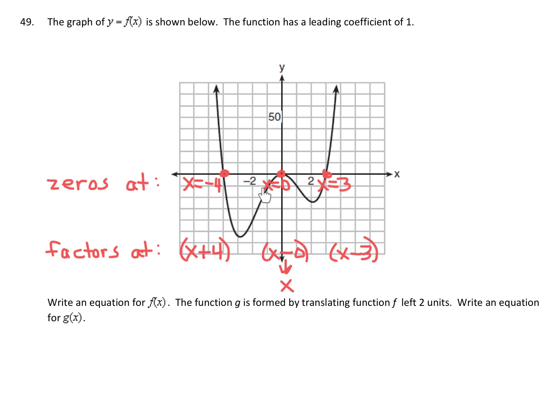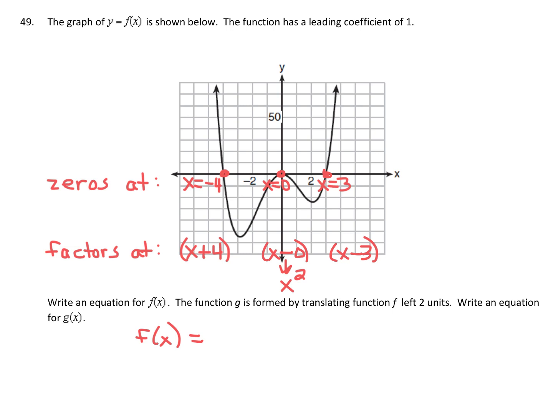And do you guys remember when it bounces off the x-axis? That means we have multiplicity. So I'm going to put a square on this factor. Okay, so now let me make that better. There we go. Okay, now let's write the equation. So it says write an equation for f of x. So I'm going to write f of x equals, and they tell us up here that the leading coefficient is 1. So if you want to put a 1 in front of this, you can. But you don't need it. I'm actually not going to write it.